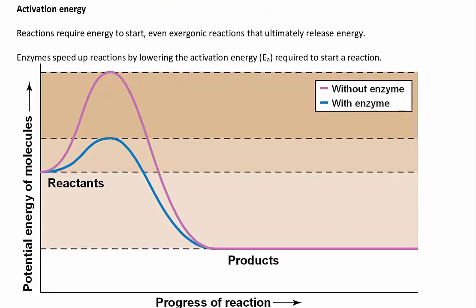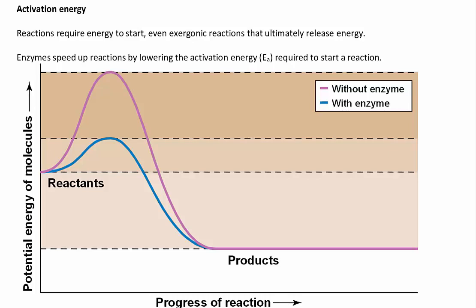I mentioned activation energy earlier. Well, enzymes speed up the rate of reaction by lowering the activation energy, which is the initial amount of energy required to start a reaction. Even exergonic reactions, which release energy, require an initial bit of energy to get started. The enzyme brings the substrate into contact with it so that less energy is required for the reaction to proceed.